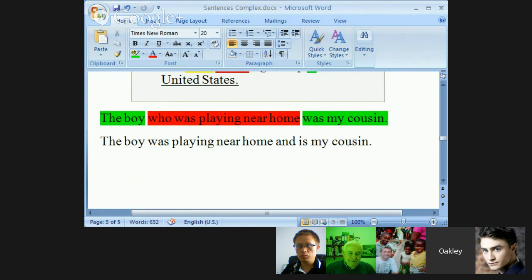Perhaps when you are looking at a photograph, you are saying to another person next to you, the boy who was playing near home is my cousin. Can't I say it in this way? Seems very, very strange. Right now it's my cousin. Well, he was your cousin too. It was my cousin, and right now is my cousin.